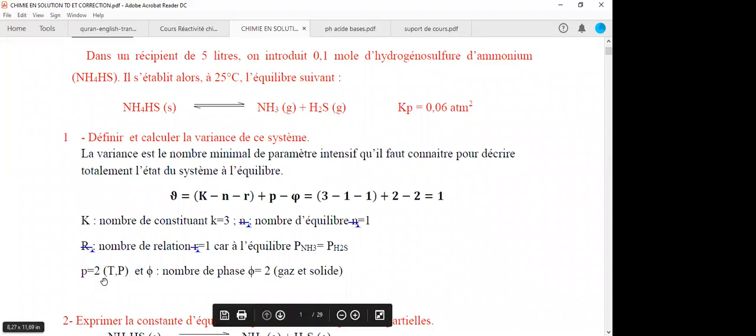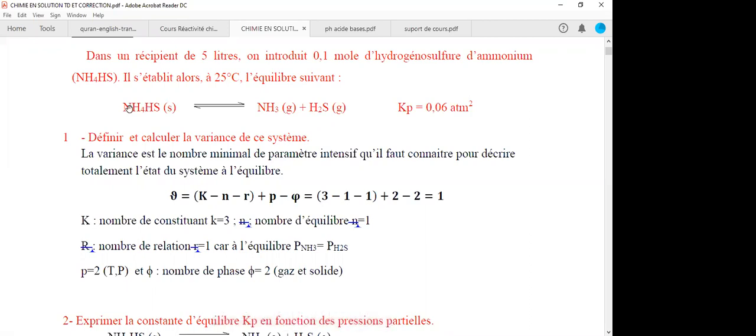Before you conclude that P is equal to 2, you need to check the value of delta n. Here we've got 2 minus, here we don't have gases, 0. So the value of delta n is not equal to 0, meaning that the pressure plays a role, and the temperature also plays a role, because they've not said that it is an athermic reaction. So both temperature and pressure play a role.